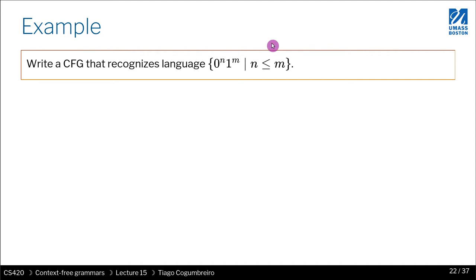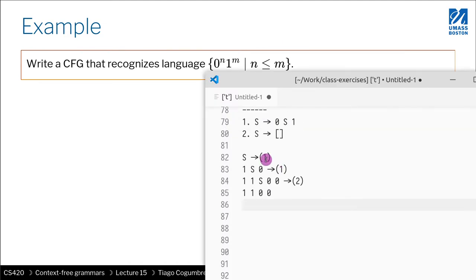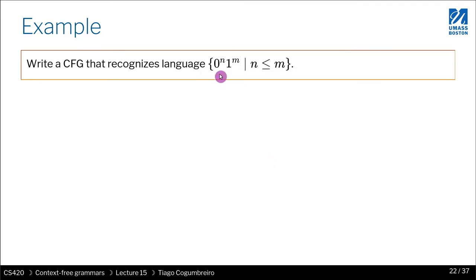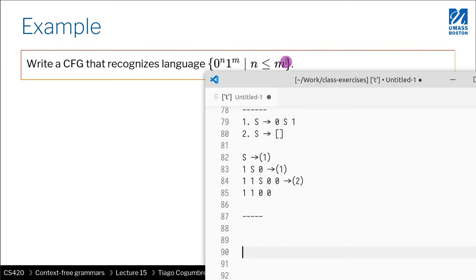So another example of a non-regular language. Let us try to represent this. We have 0 to the n and 1 to the m, where you have fewer n's than m's, fewer or the same. So how can we do that? We have 0 and then S 1 as before. This would be the first rule.